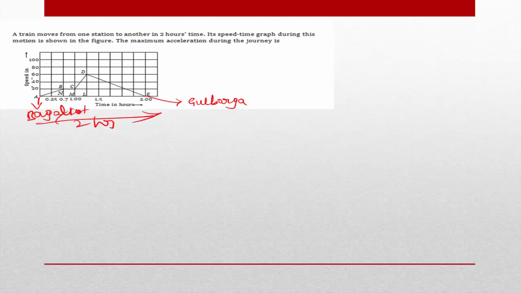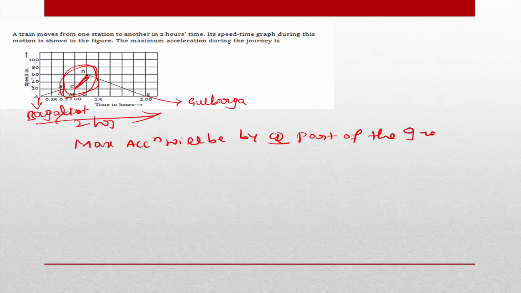Acceleration means rate of change of velocity. The maximum acceleration during this journey is from C to D. Maximum acceleration will be represented by the CD part of this graph.